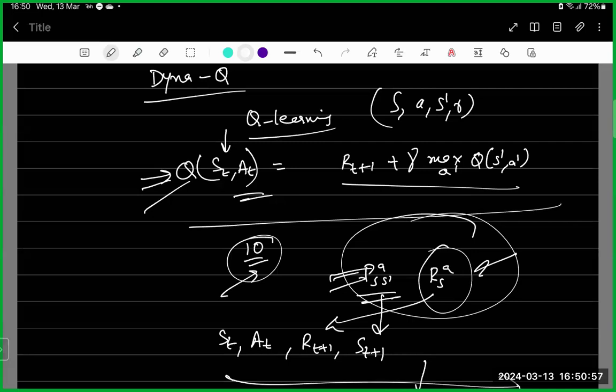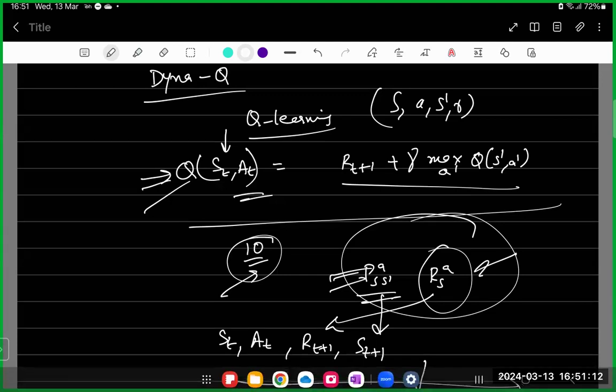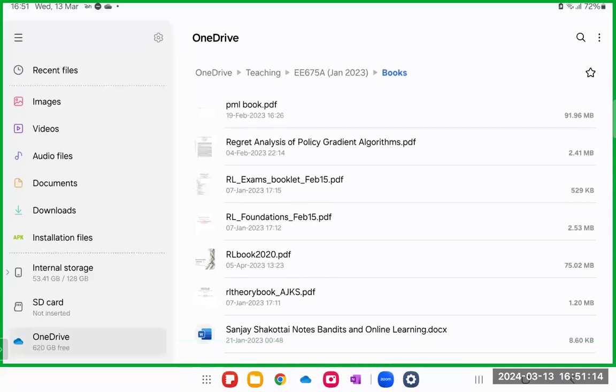You don't update the model. You won't update it because you are not getting any more new data. So you'll freeze the model. Only through actual interaction will you update the model. With the simulated experience, you only update your Q function. Okay, so maybe I'll just show you.